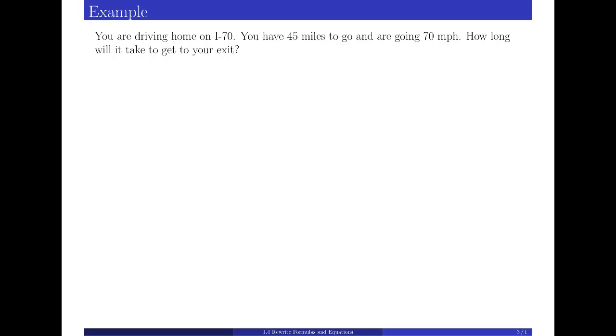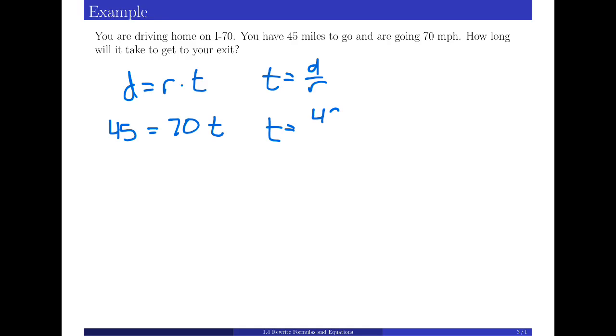So an example to follow that, let's say you're driving home on I-70, you've got 45 miles to go, and you're going 70 miles an hour. How long is it going to take to get to your exit? So we know d equals rate times time. We know that the distance is 45 miles. We're going a rate of 70 miles an hour, and we want to know how long that's going to take. So like we just did on the last page, maybe we would use the form t equals d over r instead. And then when we plug things in, we just have 45 over 70.